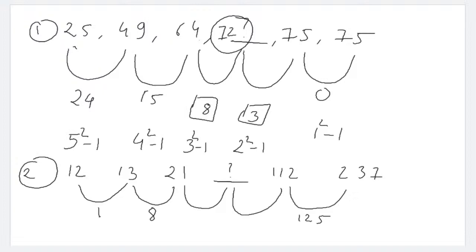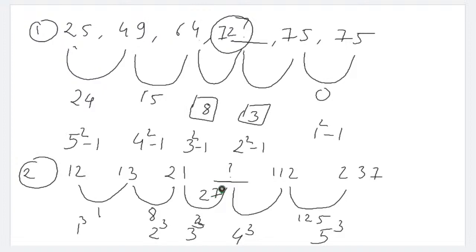1 is basically 1 cube if you look carefully. 8 is basically 2 cube and 125 is basically 5 cube. So if you look at the pattern, it becomes 1 cube, 2 cube, 3 cube and 4 cube. What is 3 cube? 3 cube is your 27.